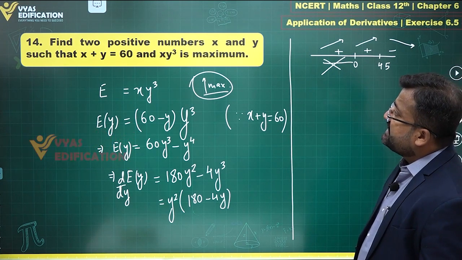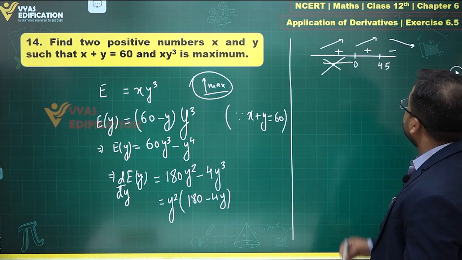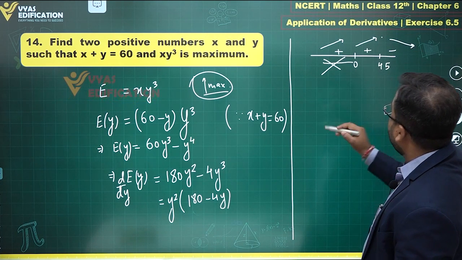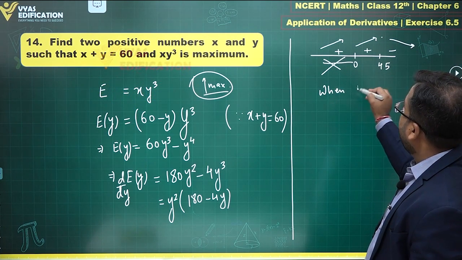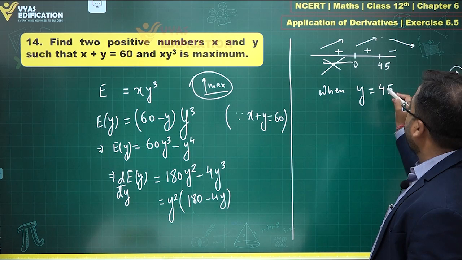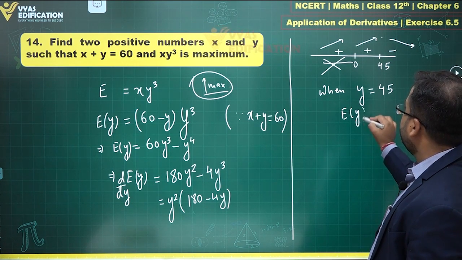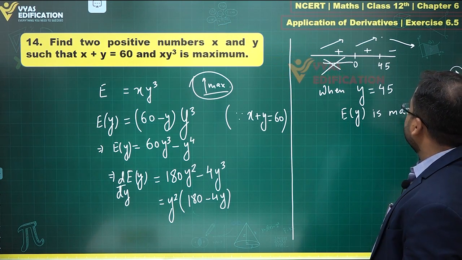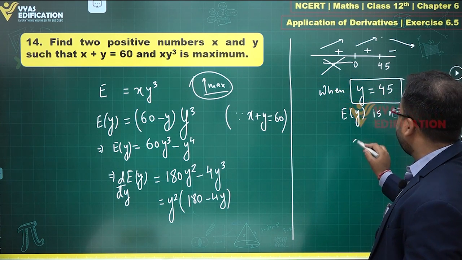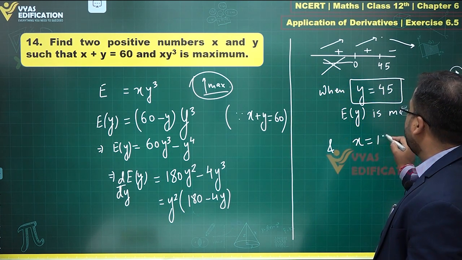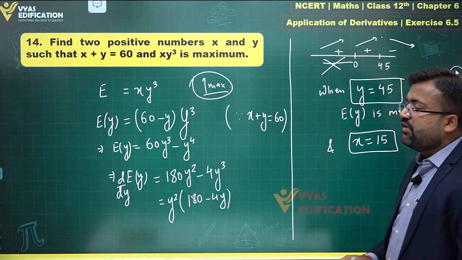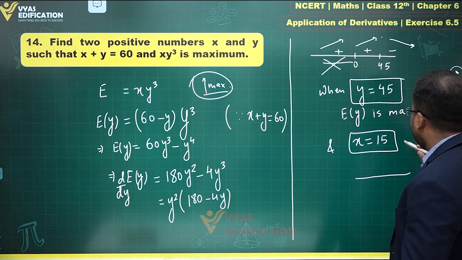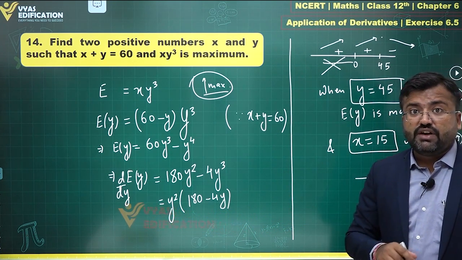Find two positive numbers x and y such that x plus y is 60 and xy cube is maximum. The maximum will occur at this point, when y equals 45, E(y) is maximum. So that's the value of y. And what about x? x plus y is 60, therefore x equals 15. And yes, that is my answer: x equals 15, y is equal to 45.